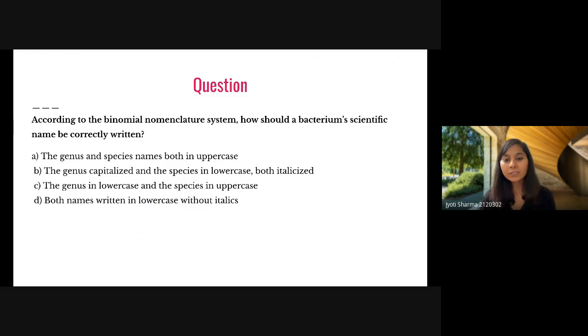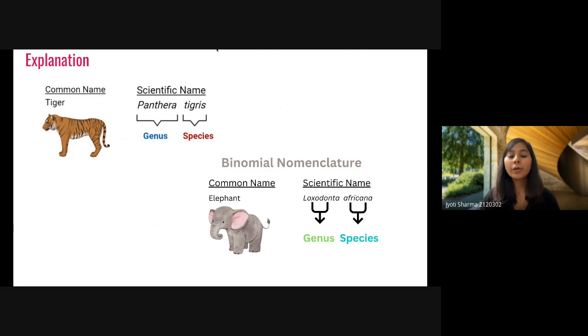But how do we write the name? There is a particular rule to write the scientific name: the genus will be capitalized, so the first word is capitalized, and the species will be lowercase, and both will be in italic font. Let me show you. For example, the scientific name for tiger is Panthera tigris. If you see here, the P is capital, but for tigris, the t is small. The first part is genus and the second is species. So this is how there is a rule to write the name of any particular organism in a scientific way.